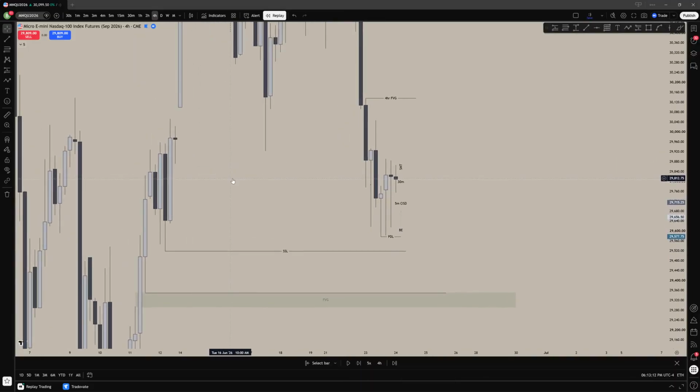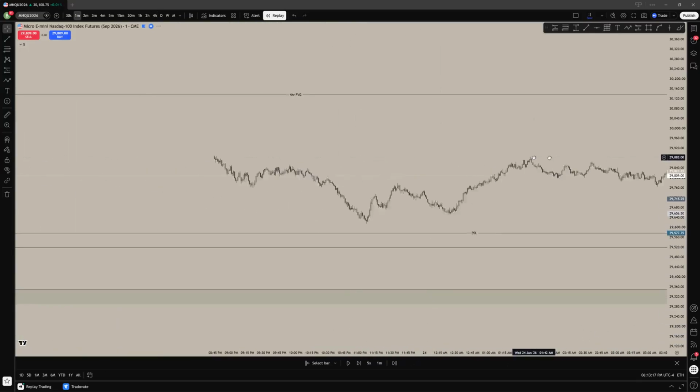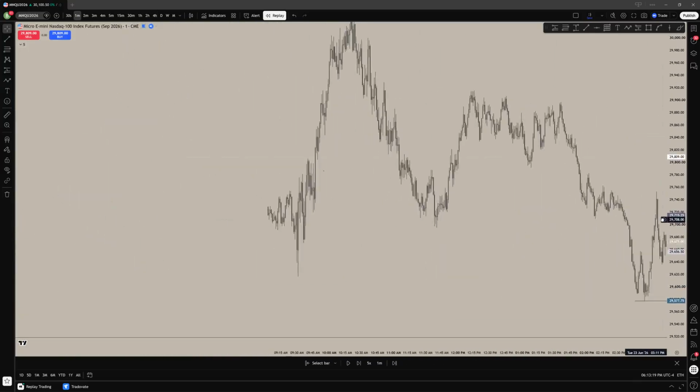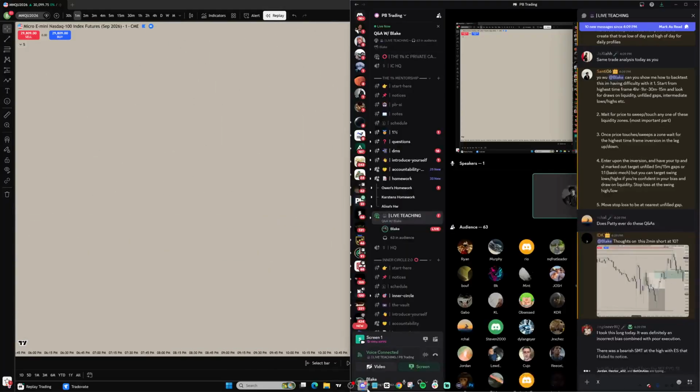You don't have to target only unfilled gaps. You can also target lows. For example, I targeted previous day low today as my draw on liquidity. It doesn't always have to be unfilled gaps, but that's what the mechanical approach is, just unfilled gaps.